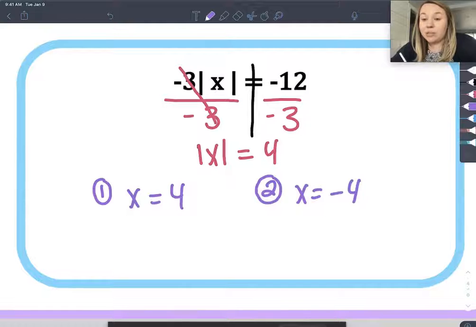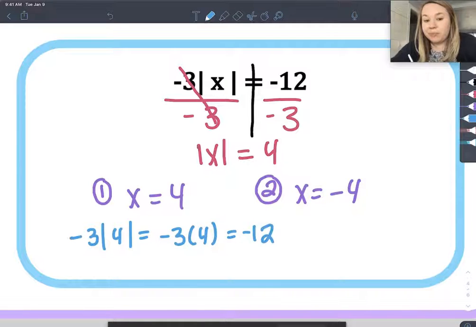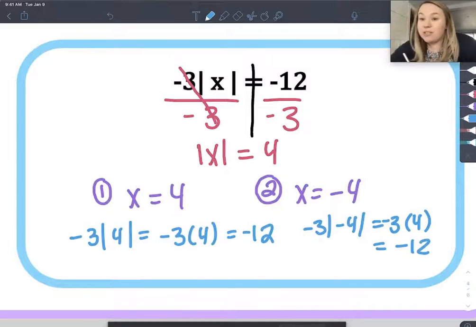Again, we can actually plug in to make sure it works, so I will do that for this one as well. -3 times the absolute value of 4 is equal to -3 times 4, which is -12. Then I can do the same thing for -4. So we have -3 times the absolute value of -4, which is -3 times 4, which is again -12. So our answers work.